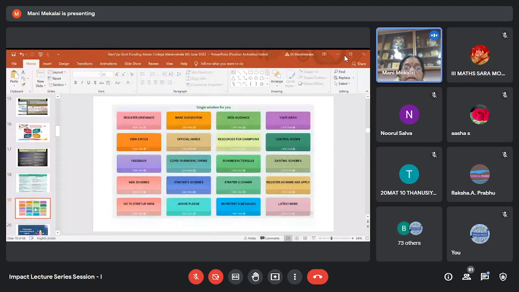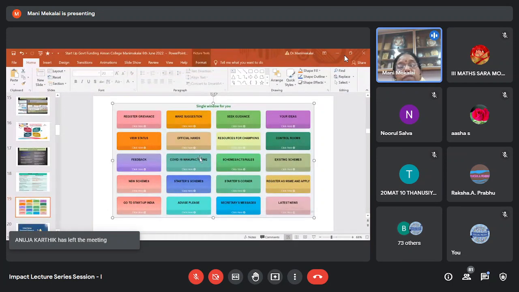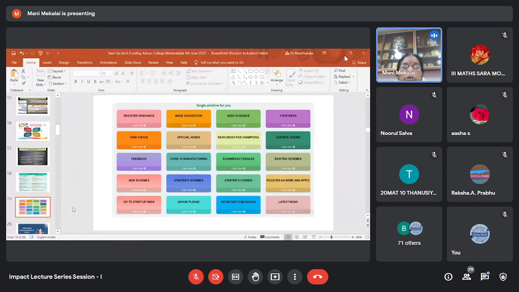And when you do that, this is the simplified way of availing the facilities. I'll be listing the kind of facilities available with the government. So you have to register. First registration could be just SSI registration, but subsequently you can go on to register whatever issues you face. The first one is you have to register a grievance, followed by making suggestions.